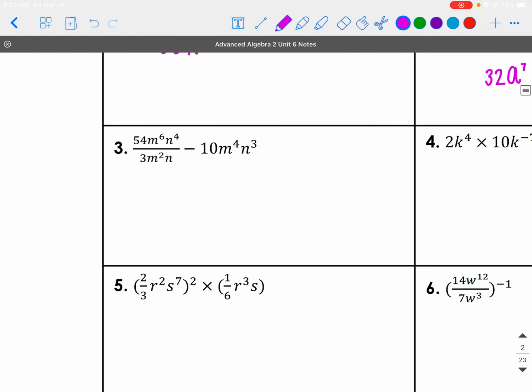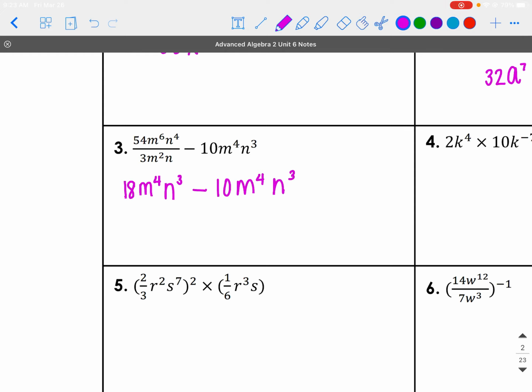Number 3 starts out with a fraction, so let's simplify that first. If we have 54 divided by 3, that's 18. And then the m's that we're dividing, remember we subtract the exponent, so that would be m to the 4th, n cubed, minus 10 m to the 4th n cubed.